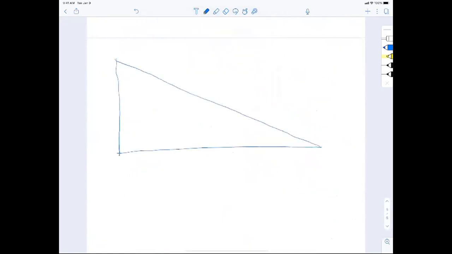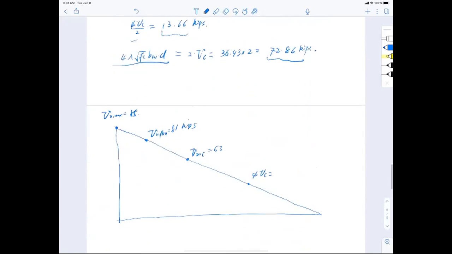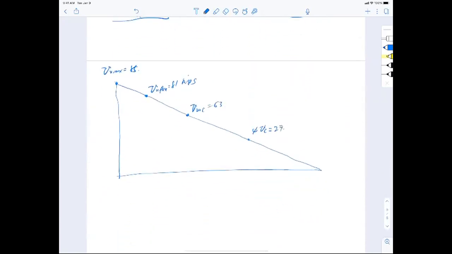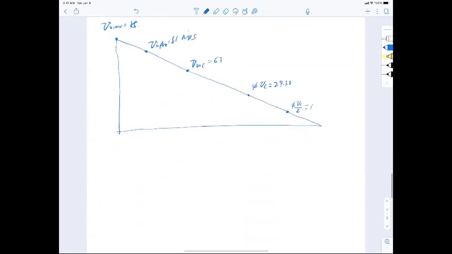I can divide my zone as VU max right here, 85 kips, and then VU face, 81 kips. And critical, VU critical, let's just use C, 63. And then VVC, what is VVC? 27.32, and half of VVC is 13.66. The distance is that this is 1.5 feet and this is 3 feet. And I don't care about this anymore.